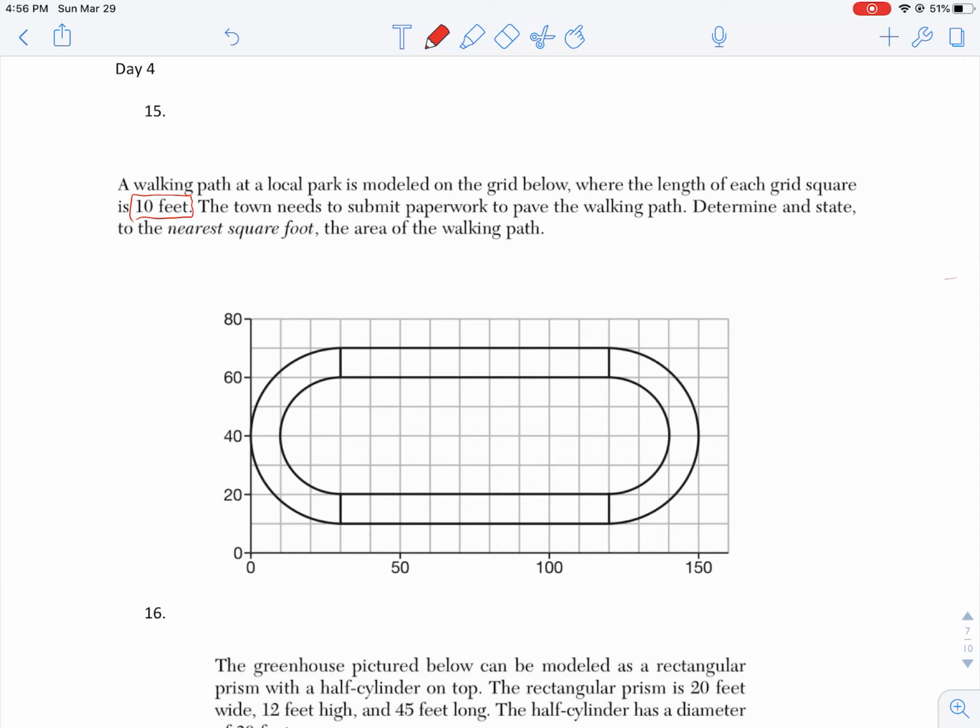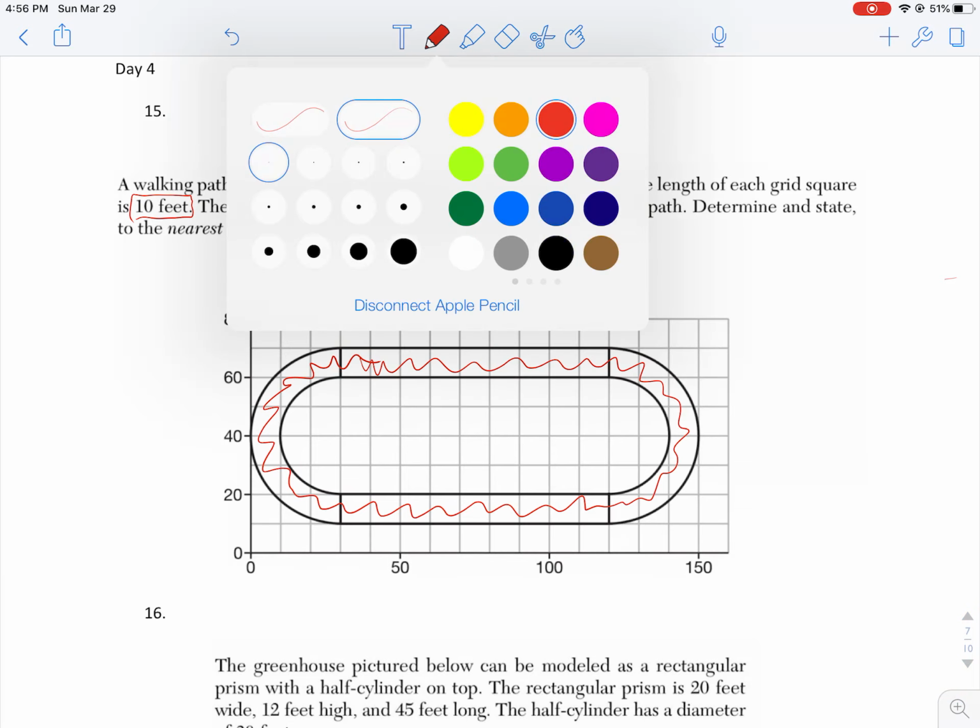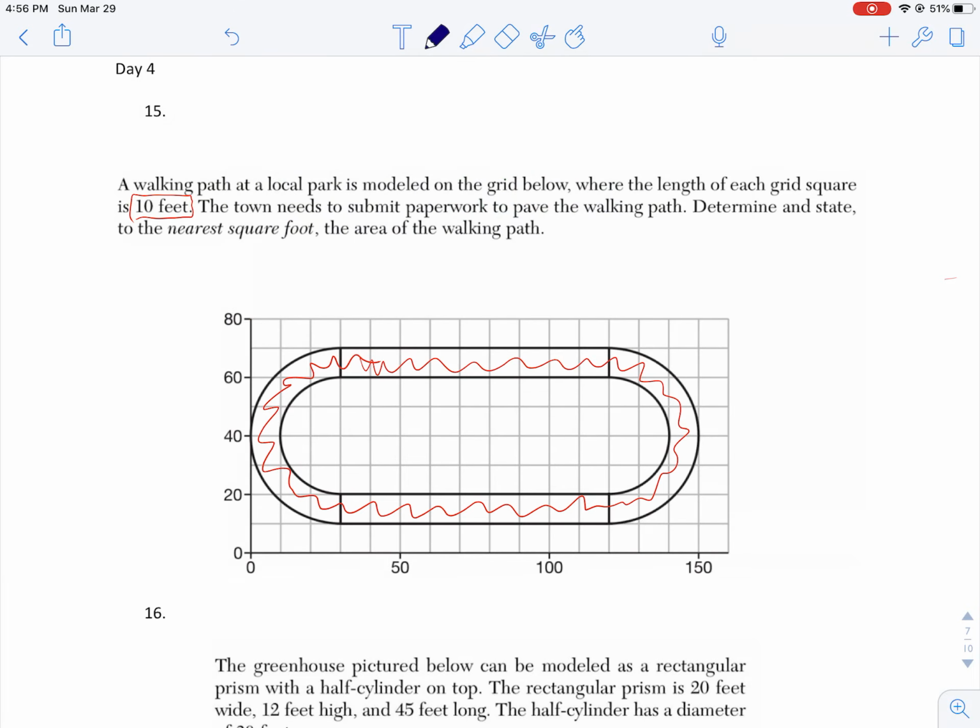And so what are we looking at here? So it says a walking path at a local park is modeled on the grid below. Where the length of each grid square is 10 feet, the town needs to submit paperwork to pave the walking path. Determine and state to the nearest square foot the area of the walking path. Okay? So we are trying to find this area right in here. Okay? That's what we're trying to find.